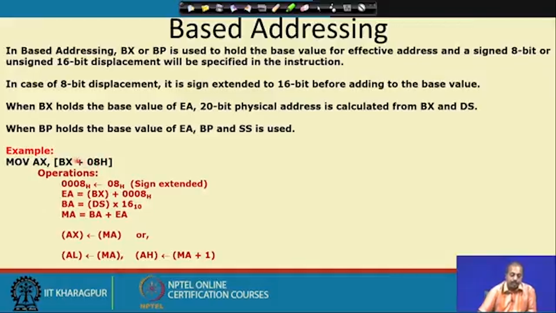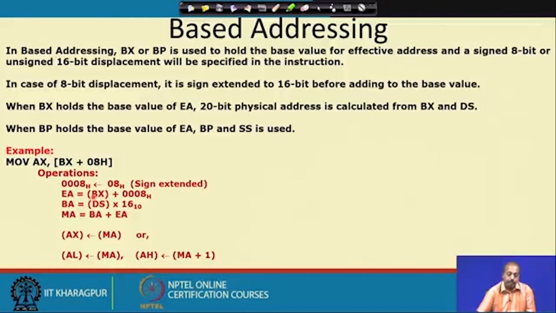If the offset is not there, then of course BX will be used as the base register, and it will be accessing DS into 16 plus BX. But if you are specifying some displacement, that displacement will also get added. This 08 hex is an 8-bit number, so it is sign extended to 16 bits. You get 0008 hex, and then the EA gets BX plus 0008 hex. The effective address that we get is BX plus this value.